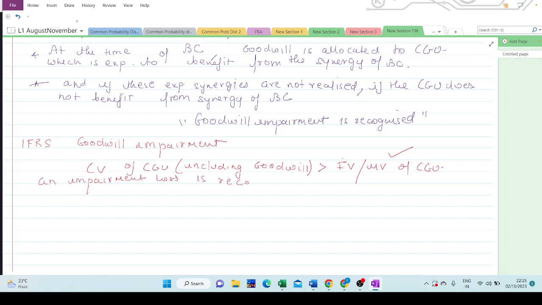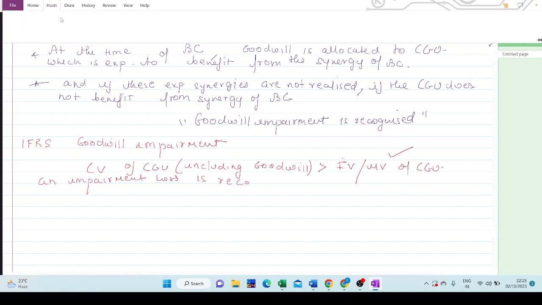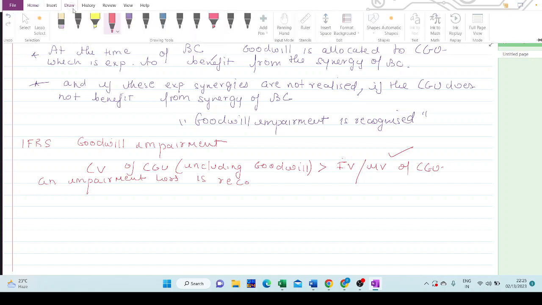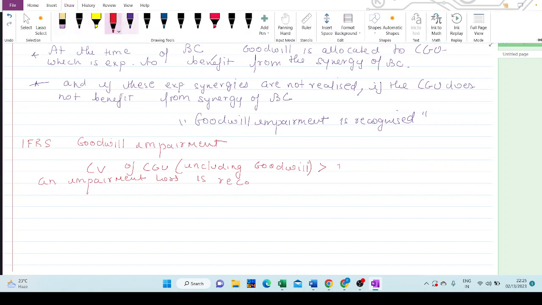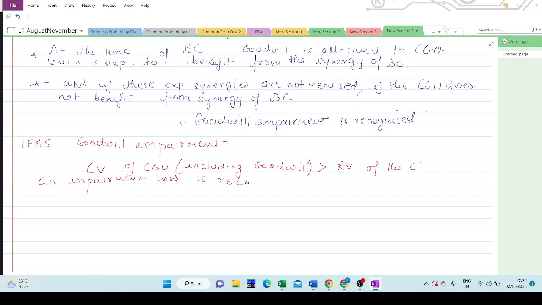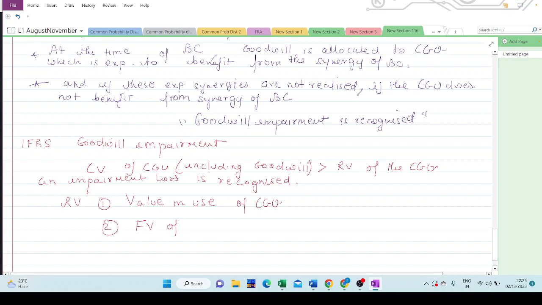Now, okay, sorry, no. Please understand this. One second. This would be the recoverable value of the CGU. I'm sorry. Recoverable value of the CGU. Okay, so an impairment loss is recognized. Right? Now, what is the recoverable value here? It is the higher of value in use of CGU or fair value of CGU minus cost to sell the CGU.